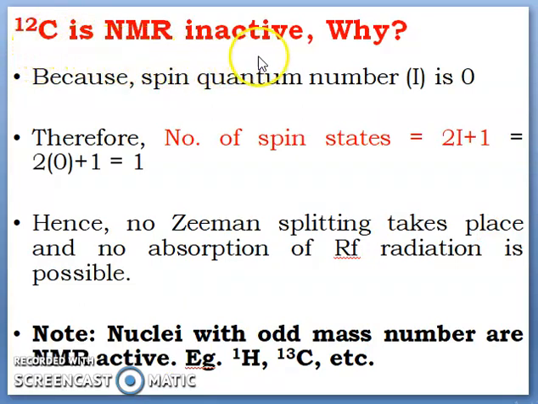C12 is NMR inactive. Why? Because the spin quantum number of carbon-12 is 0. If you substitute in the formula for number of spin states, it will have only 1. Hence, no Zeeman splitting takes place and no absorption of radio frequency radiation is possible. Hence, as an important note, nuclei with odd mass number are NMR active, for example hydrogen 1, C13, etc. Other even mass number nuclei are NMR inactive because their spin state is 1.